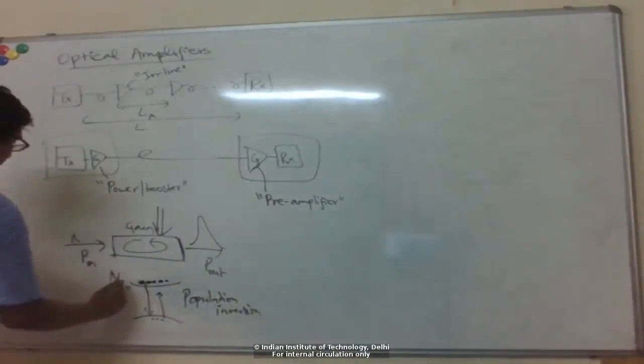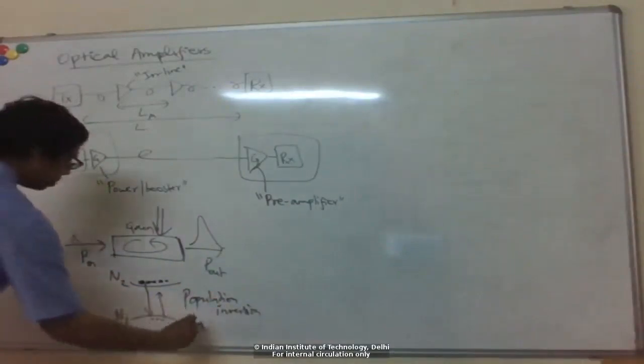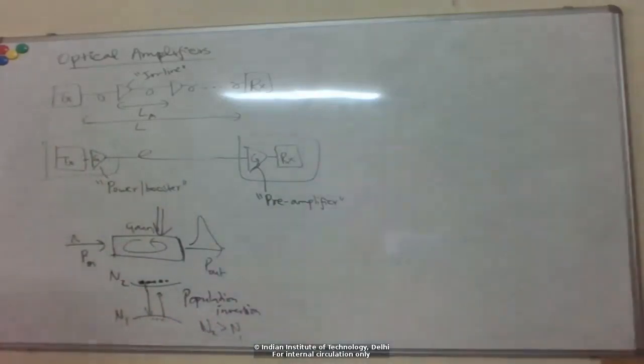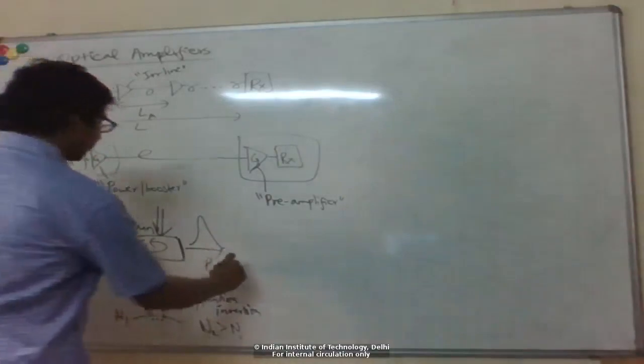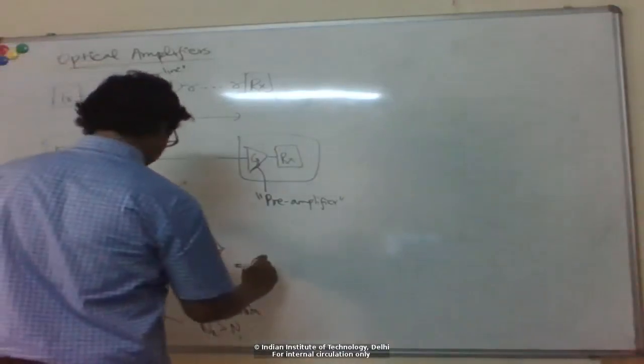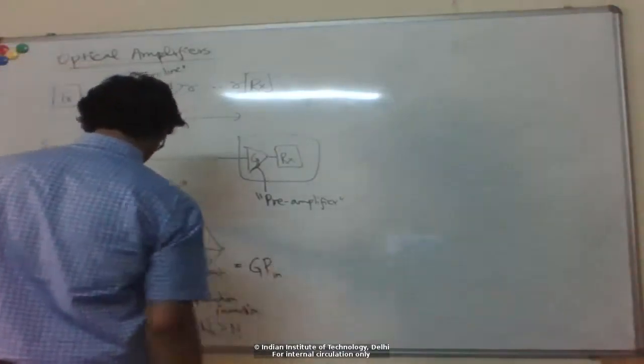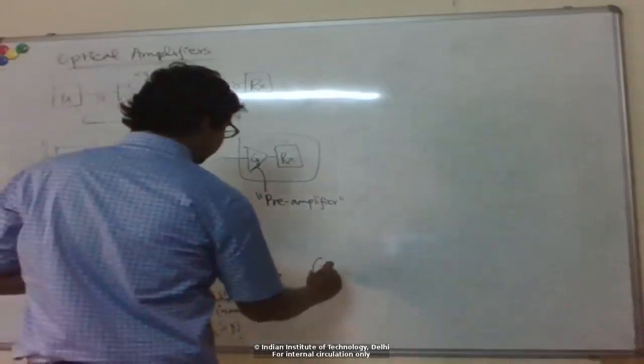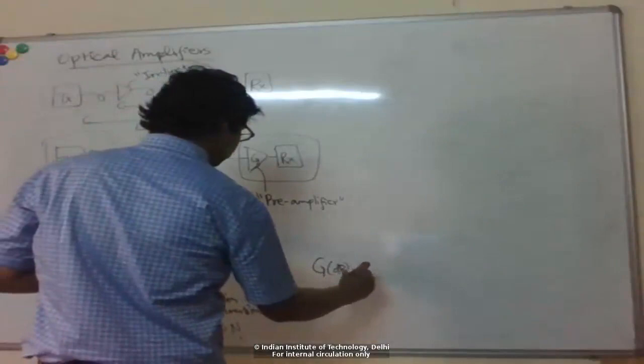Okay, so you have N2 and N1, the condition for population inversion. Okay, so P out I can write as some gain factor times P in. This amplifier gain typically again is measured in dB.